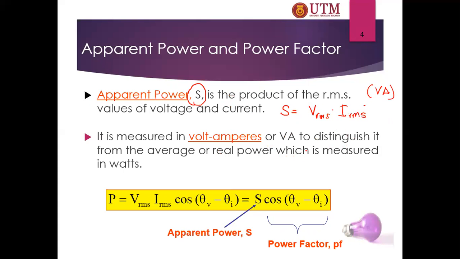So the equation here will relate the average power and the apparent power. Since we know that the apparent power is just a product of the VRMS and IRMS, we can write down the average power equation in apparent power terms, which is equal to S cos(theta V minus theta I). And here we would like to introduce what we call the power factor. The power factor here is cos(theta V minus theta I).